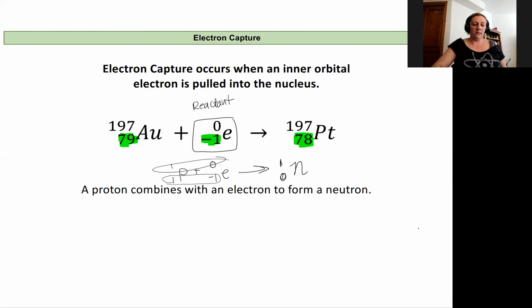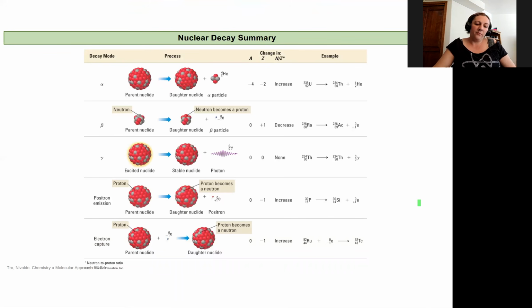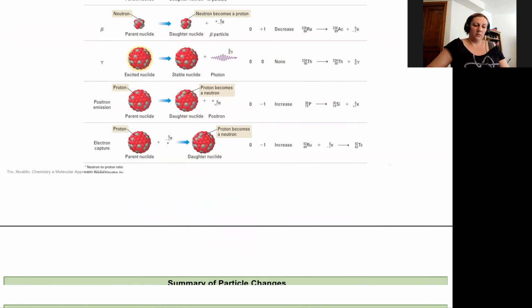All right. Here is a summary table out of a textbook I like that shows an example of each one of these different types of nuclear decay for you to reference. And it shows the change in the atomic number and the change in the mass number that you see for each of these types of decay, including electron capture. And what I do like is that it shows the similarities between positron emission and electron capture as well. So this is just in here for reference as you work through practice problems and homework problems.